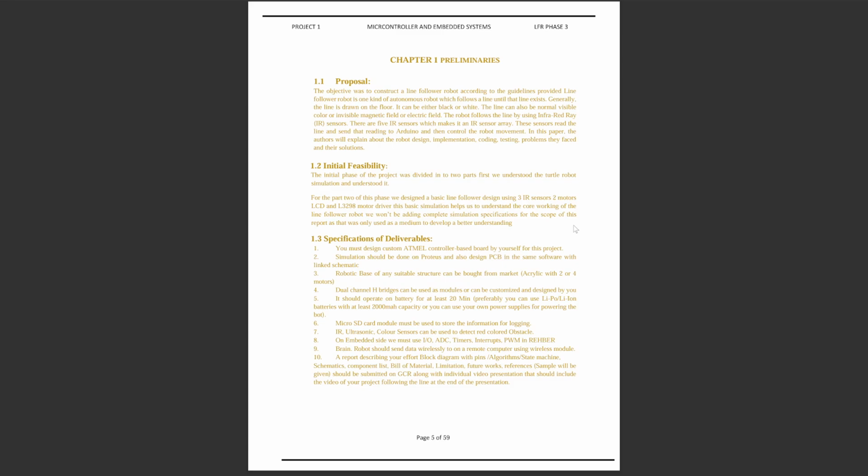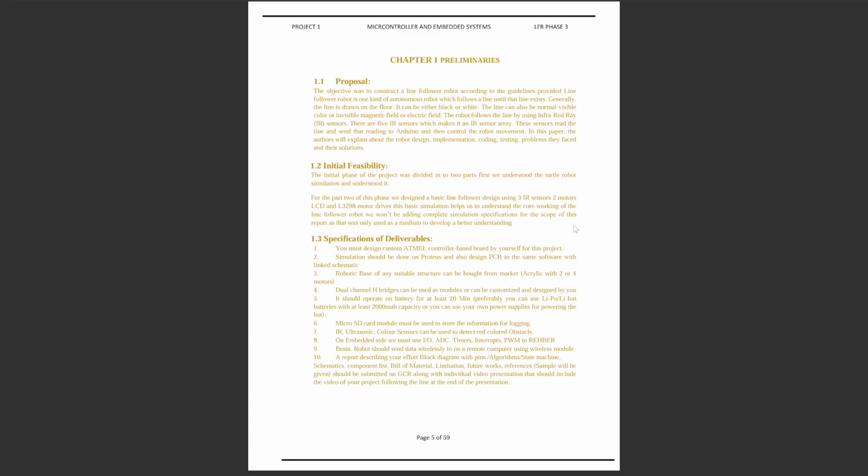For the initial feasibility, we had to learn the mechanism of a line follower robot, like how it works. For that purpose we understood the turtle robot simulation in Proteus, and software implementations with a basic design using 3 IR sensors, 2 motors and an LCD. Initially we were going to use 3 IR sensors, but then we decided to use an IR sensor array. We developed a basic straight line capable robot and tested it on a straight line, and that was a success.